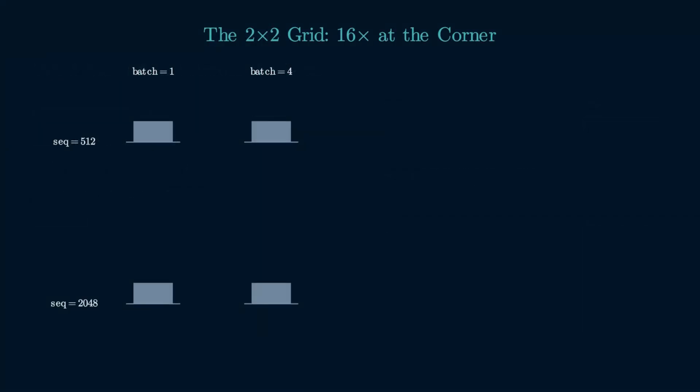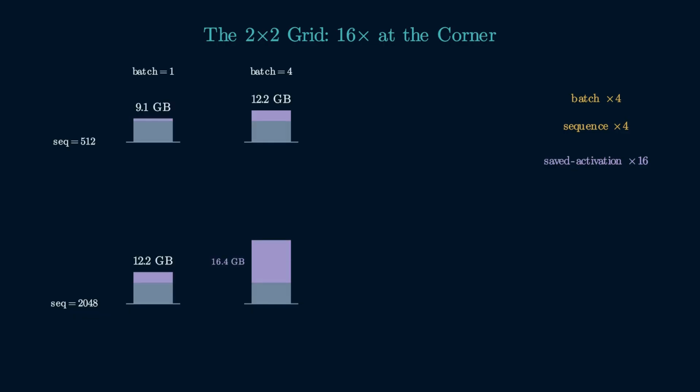Baseline is batch 1, sequence 512, about a gigabyte of activations on top of the fixed 8. Quadruple the batch, you're at 12. Quadruple the sequence instead, also 12. But do both, and the multipliers compound into 16 times, activations jump to 16.4, and the total hits 24.5 on a 16 gigabyte card. The weights never grew.